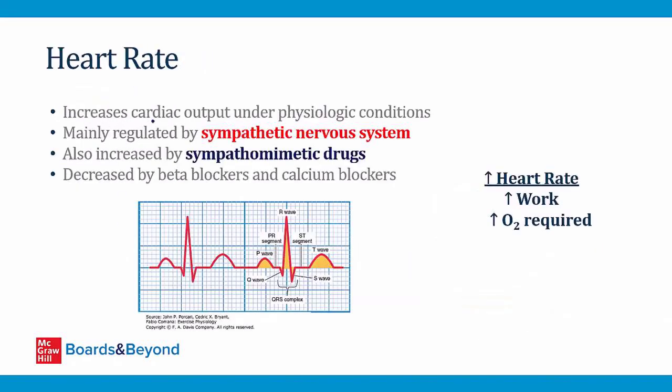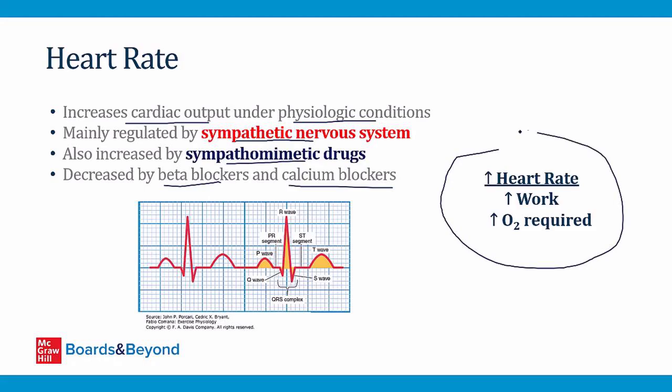So the heart rate is one of the main ways that we increase cardiac output under physiologic conditions. If you've ever gone to the gym and exercised, you've probably noticed that your heart rate goes up, and that's because your body is raising the heart rate to raise the cardiac output to meet the demands of your muscles. And just like contractility, heart rate is mainly regulated through the sympathetic nervous system, and it's increased by sympathomimetic drugs. It's also decreased by beta blockers and calcium channel blockers, just like I talked about for contractility. And so anytime the heart rate goes up, hopefully it's fairly obvious to you that that means the work of the heart is going to go up and the amount of oxygen that's required is going to go up.